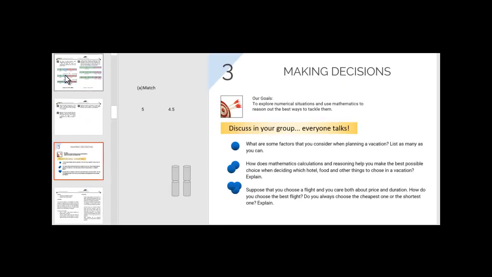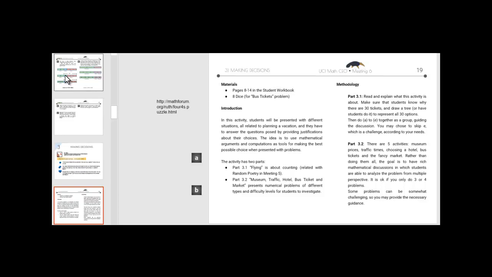Then last activity, making decisions. And so the goal is to explore numerical situations and use mathematics as a tool to reason out what's the best way to tackle these situations. So basically there's 2 parts for this activity, and 3.1 it's all about counting, and 3.2 there's 5 activities which are the following: museum prices, traffic times, choosing a hotel, bus tickets, and fancy market.